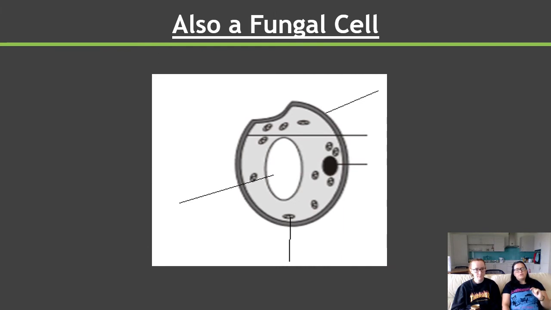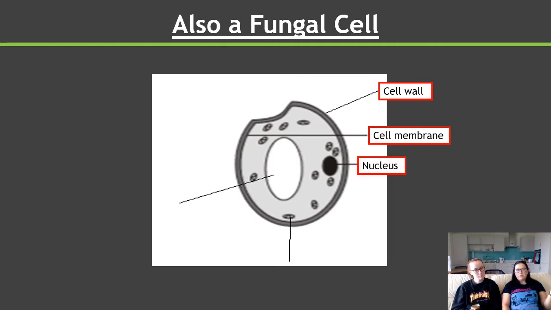Okay, this is also a diagram of a fungal cell that I've taken from a different SQA paper. So again, we've got the cell wall running around the outside, cell membrane, nucleus, mitochondria, and vacuole. The ribosomes aren't there, but that's not because they're not there.